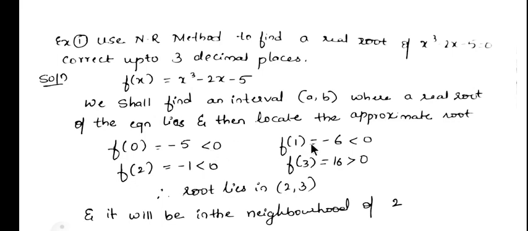Now I will substitute f of 1. If x is replaced by 1, I'll get minus 6, which is also less than 0. Now go for the next value, that is 2. If I substitute 2 in the given equation, I'll get the answer as minus 1, which is again less than 0. Now the next value, x is equal to 3. Then f of 3 is equal to 16, and 16 is greater than 0.